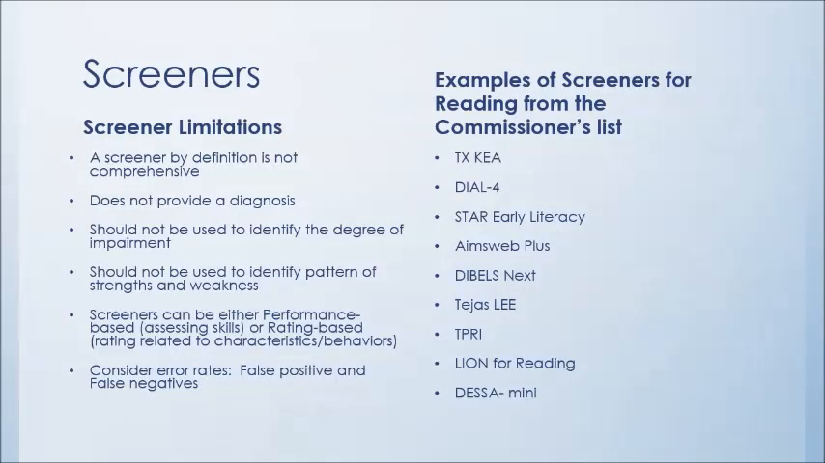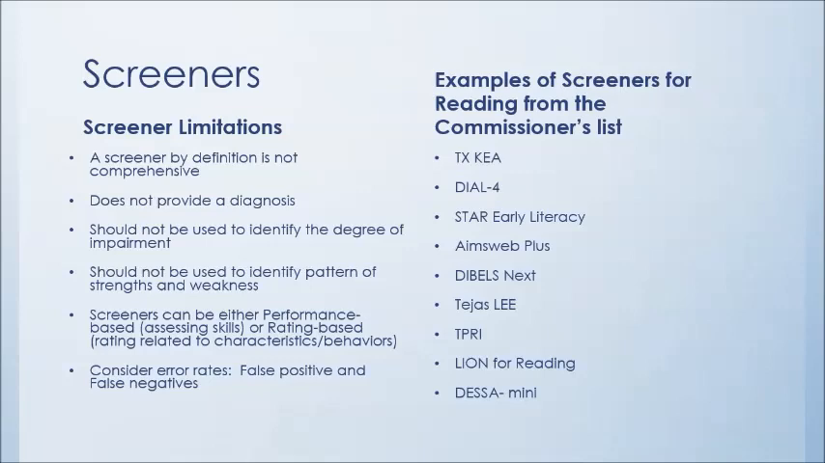Now let's go ahead and talk about screeners. Screeners are put into place to determine whether students are at risk of having reading difficulties. These screeners do have limitations. For example, a screener by definition is not comprehensive. It does not provide a diagnosis, and it should not be used to identify the degree of impairment. In addition, a screener should not be used to identify patterns of strengths and weaknesses.